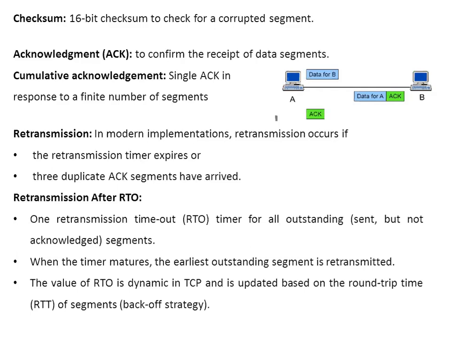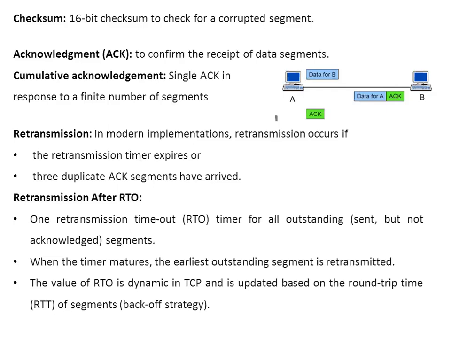Another tool is acknowledgement. Once the receiver receives a segment successfully without any error, it sends an acknowledgement to the sender saying that it has received the segment successfully. If the sender receives an acknowledgement for any of its sent segments, it need not worry about that segment because the segment was received by the receiver successfully.